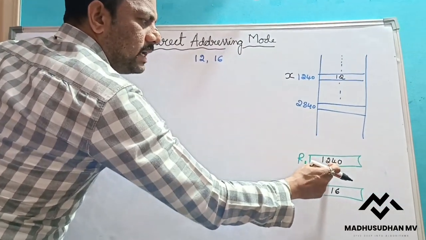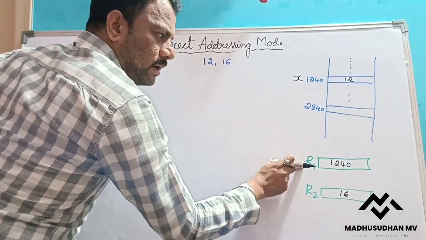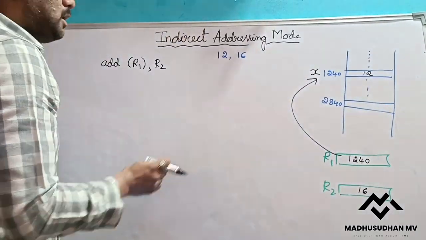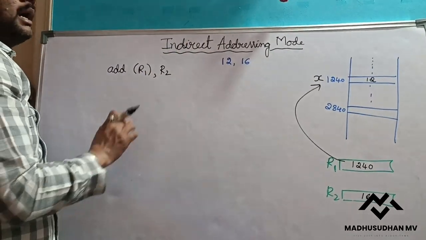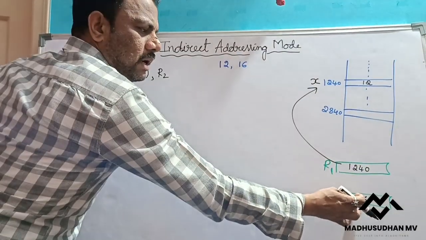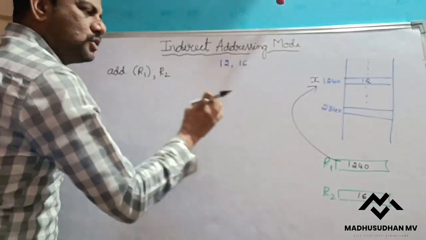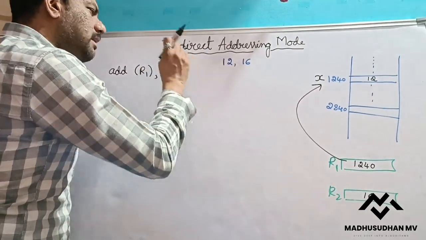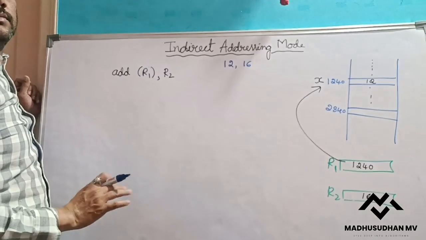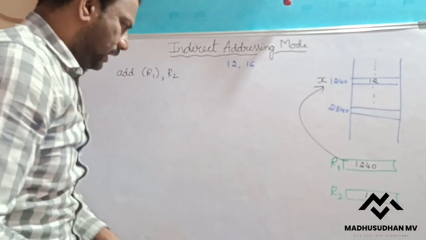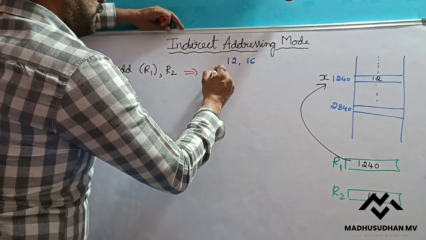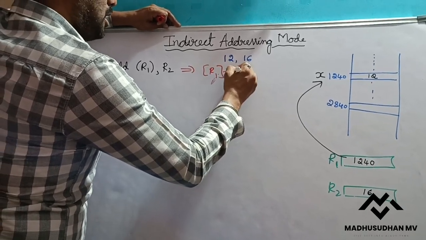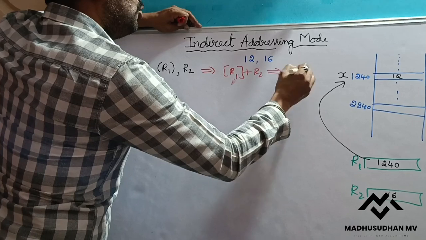If I go to R1, I will get this address, and if I go to this address, I will get the value 12. That 12 I am adding with 16 in R2. R2 contains the value only, because I did not use parentheses. The result is stored back in R2. So the meaning of this statement is: the content at the address in R1 is added with R2, and the result is stored in R2 only.